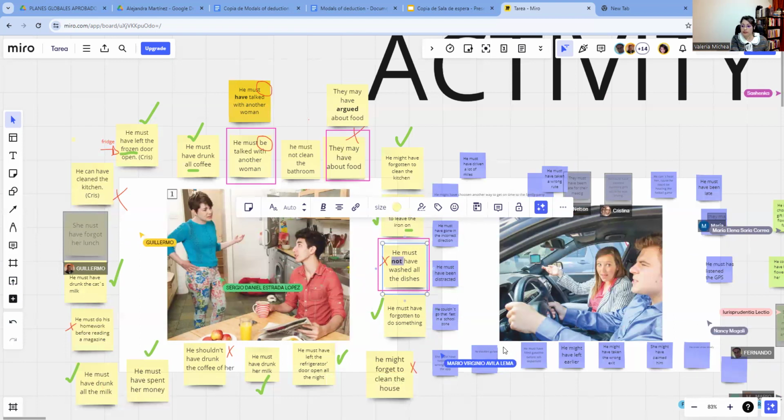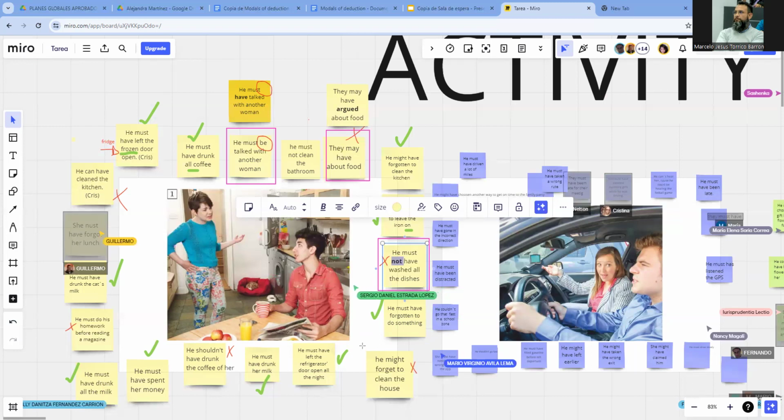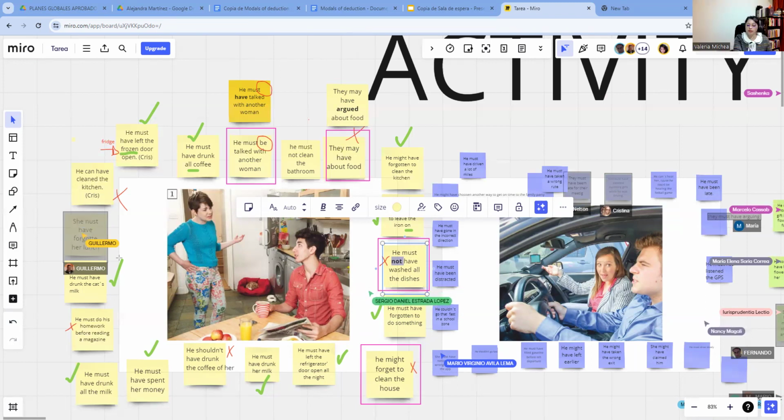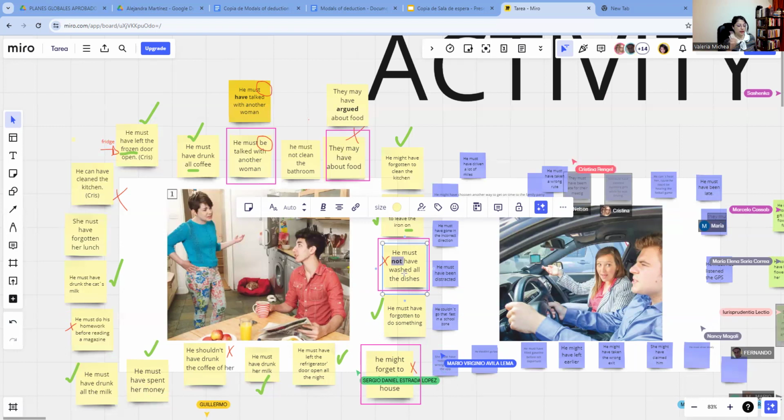Then, oh yeah, tell me. In this example, is it possible to say "it must haven't washed all dishes"? Nope, it is impossible. You cannot use have in the negative form. Have is always in the base form. What can be negative is the modal verb, but not have. That's a good question. But have is always in the base form, not conjugated in the negative form.